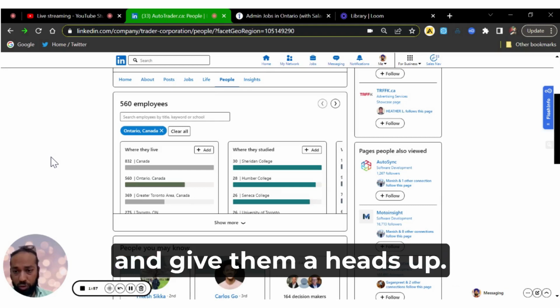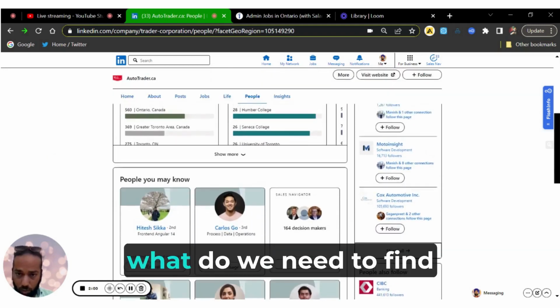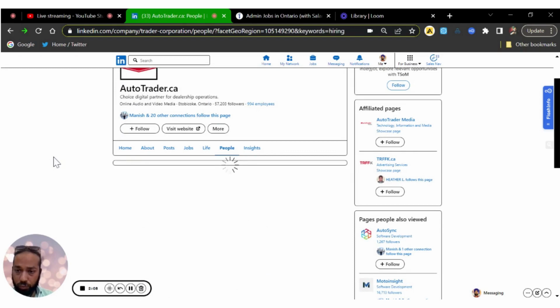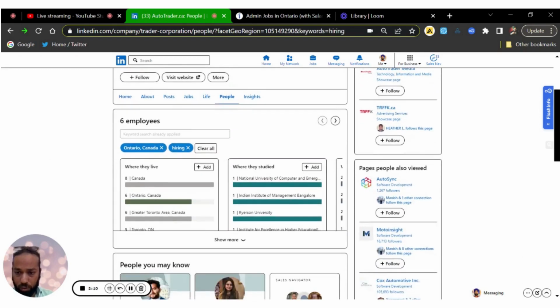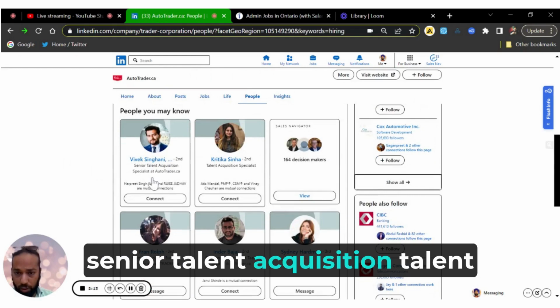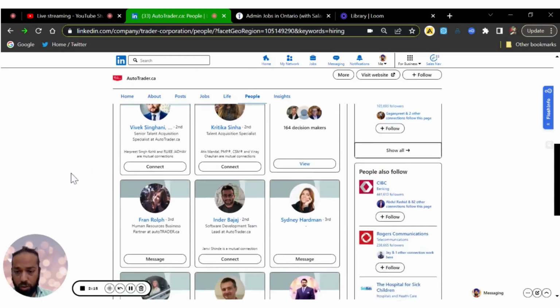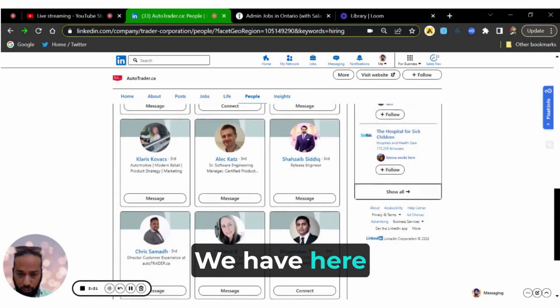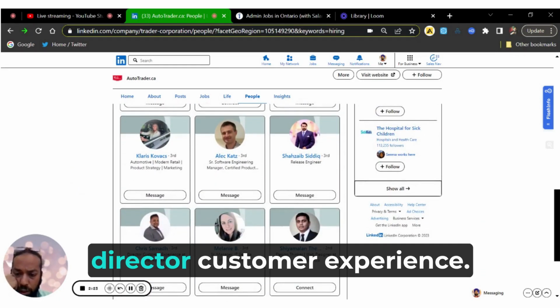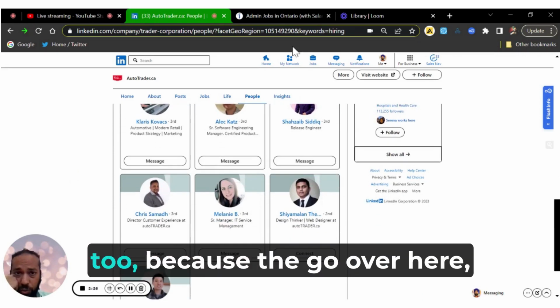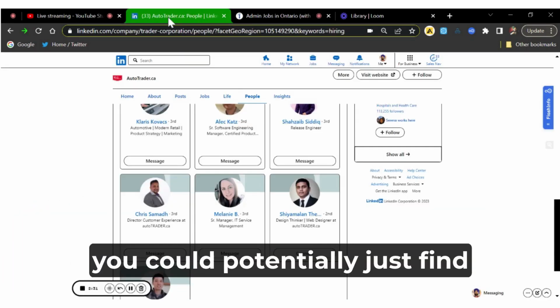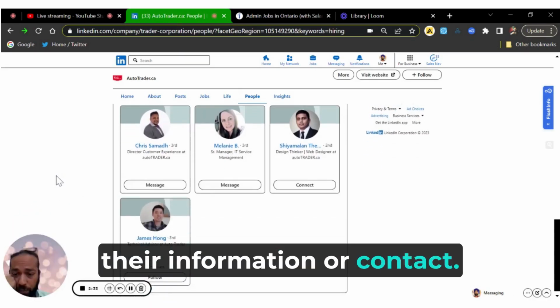So we need to contact the HR and give them a heads up. So now what do we need to find? Find in here. See who's hiring. Senior talent acquisition specialist, human resource. What else do we have here? Director customer experience. You could contact this person too, because the role over here, if you see, is customer support administrator. You could potentially just find their information and contact.